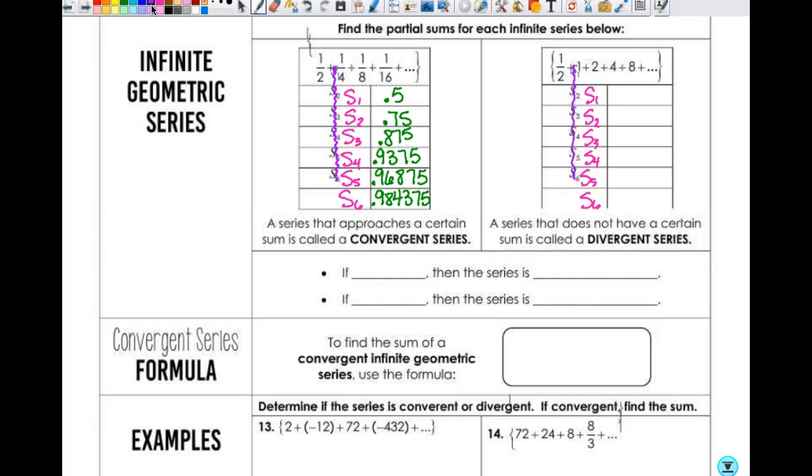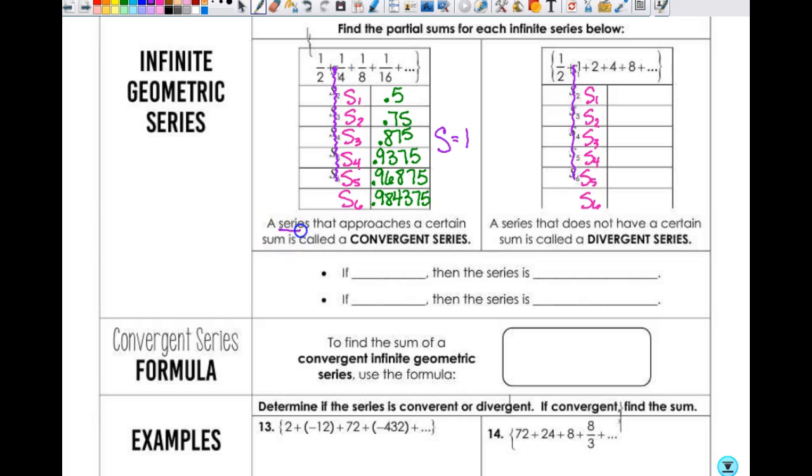So it started off changing kind of quickly, right? From 0.5 to 0.75 to 0.875. Then it started slowing down how much it was changing. And it looks like if I keep going, this number is getting closer and closer to what? 1. And it is. So if I continue this series literally until infinity, then the sum is 1.